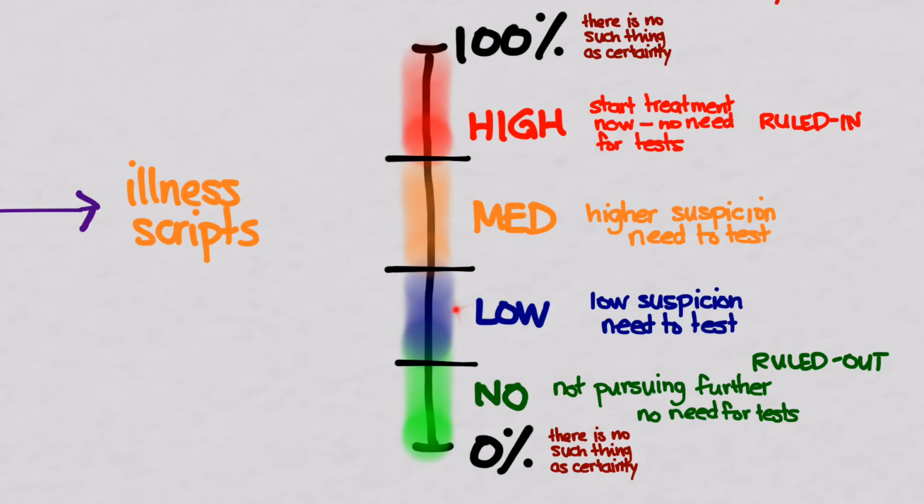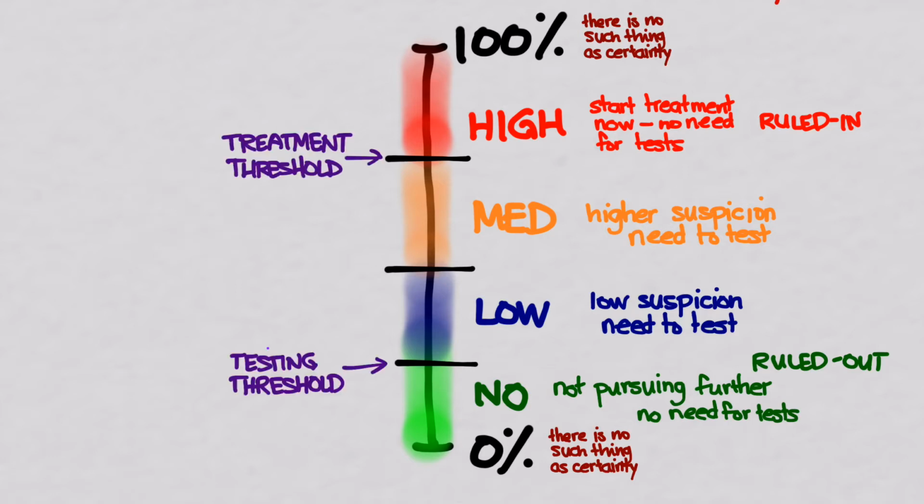So in the low one, you have low suspicion, but you're still not willing to rule it out. You need to do some testing. And in the medium one, your suspicion is higher than low, but not enough to start treatment before testing. So you want to do a test before you would start treating that patient to make sure that they have the disease. These points are commonly referred to as the testing threshold and the treatment threshold. At the testing threshold, below the threshold, you're going to do no testing, and above it you are. And for the treatment threshold, similarly, below the threshold, there's no treatment, and above it, you're going to start treatment.